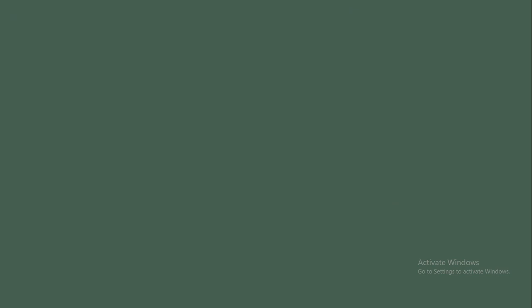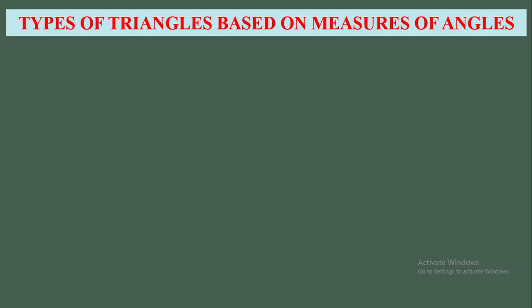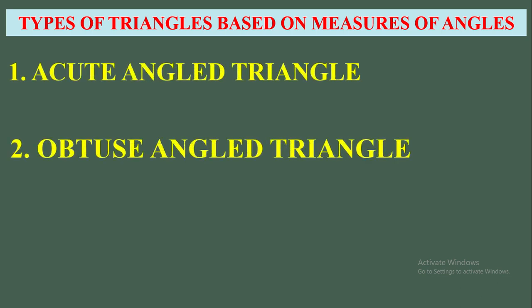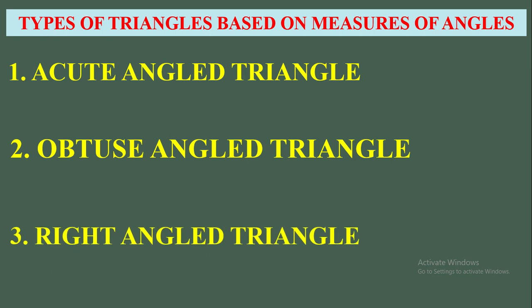Now we have another group, and that is the types of triangle on the basis of the measures of its angles. Since we have different types of angles based on their measures, just like we have acute angles, obtuse angles, and right angles as well. So based on those measures of angles, a triangle is classified into these three types: acute angled triangle, obtuse angled triangle, right angled triangle. Let's see these three one by one.